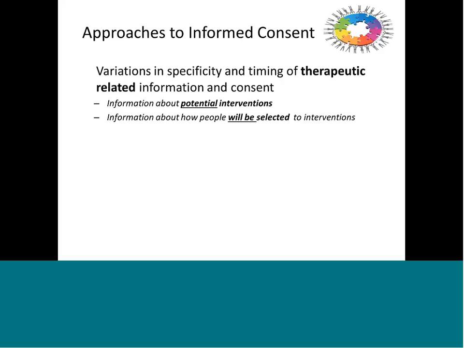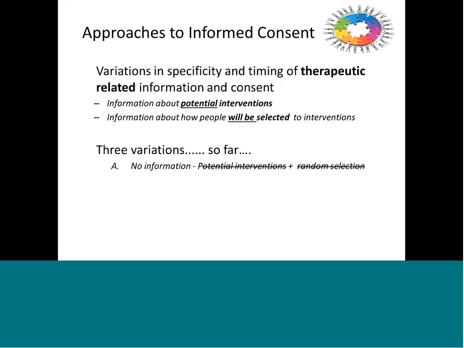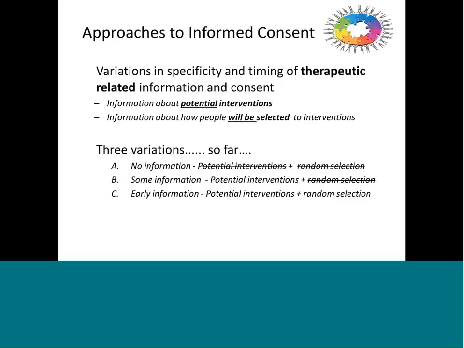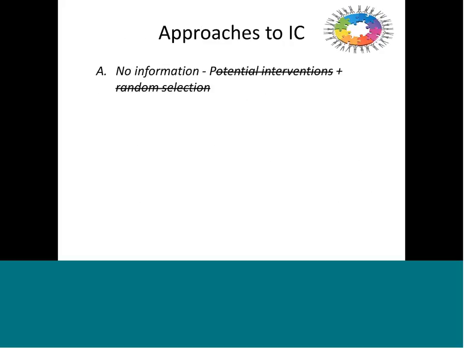So there's variations in the specificity and the timing of the therapeutic-related information given and the consent sought. That is the information about potential interventions and about how people will be selected to interventions. Looking at what's been going on, I've identified 3 variations, which I'll go through in more detail, and I'll give you some examples as well. So the first one is where no information is given about potential interventions that are going to be trialled with people in the cohort, and no information is given about random selection either.